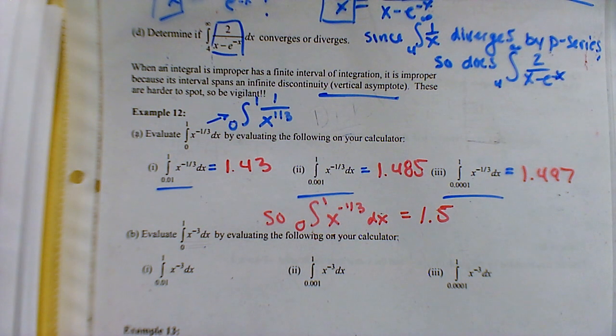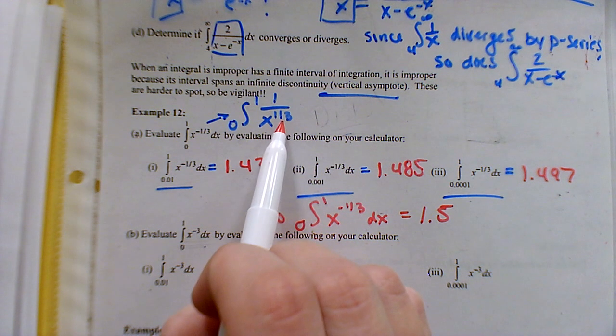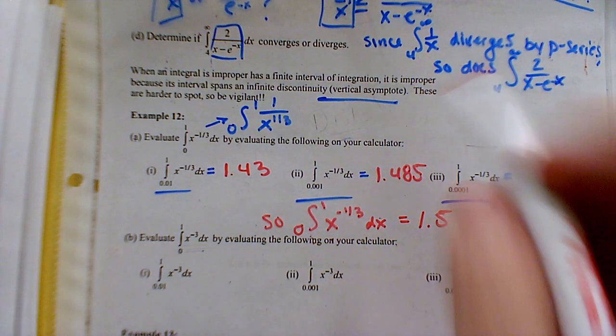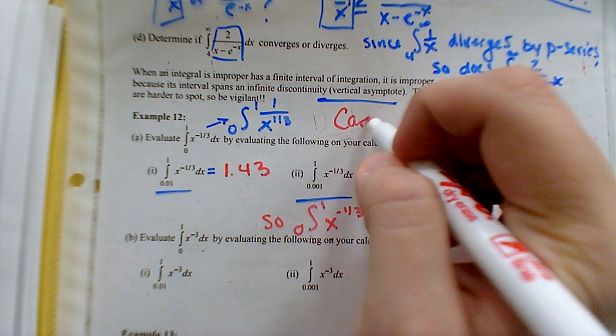All right, now we got to be careful because this looks very similar to the whole p-series idea, right? We have 1 over x to a power. And before we said if the power was 1 or less, it diverged, right? But notice how this is converging. We have an area value.